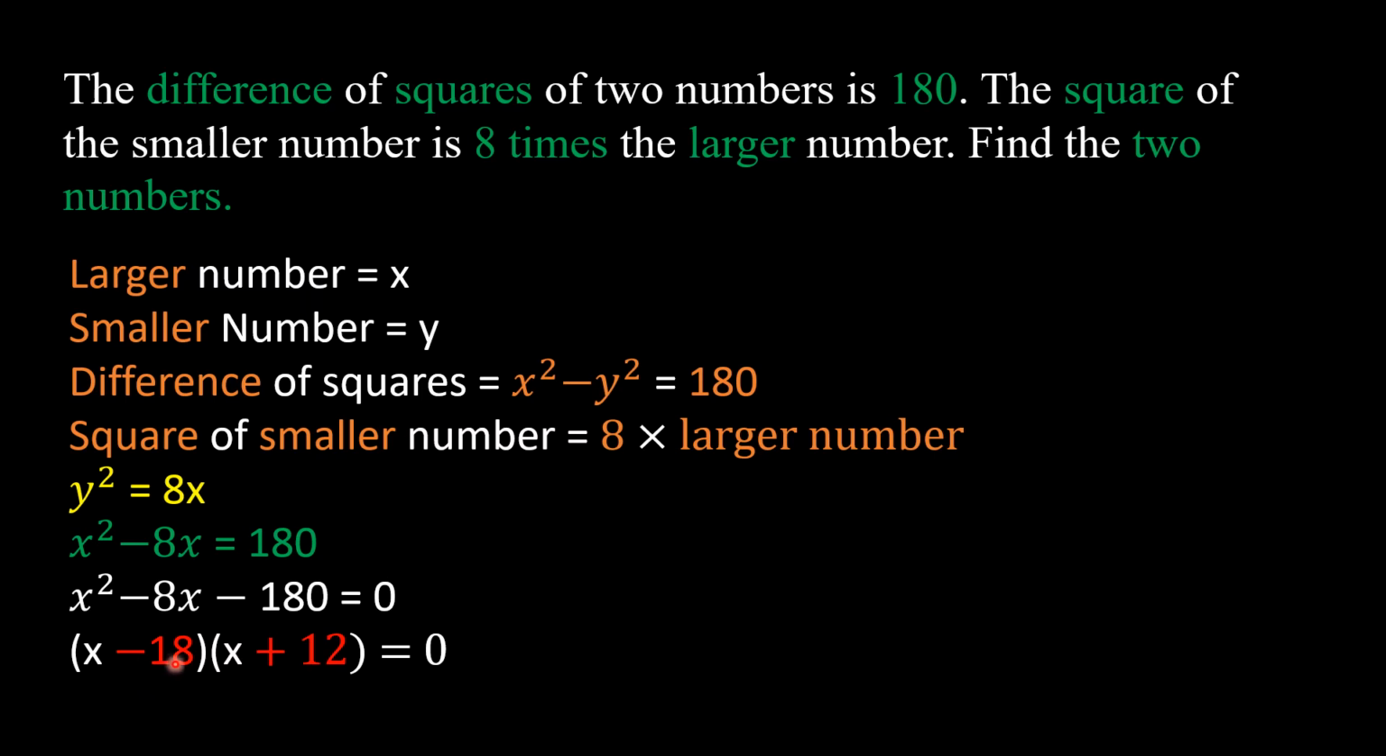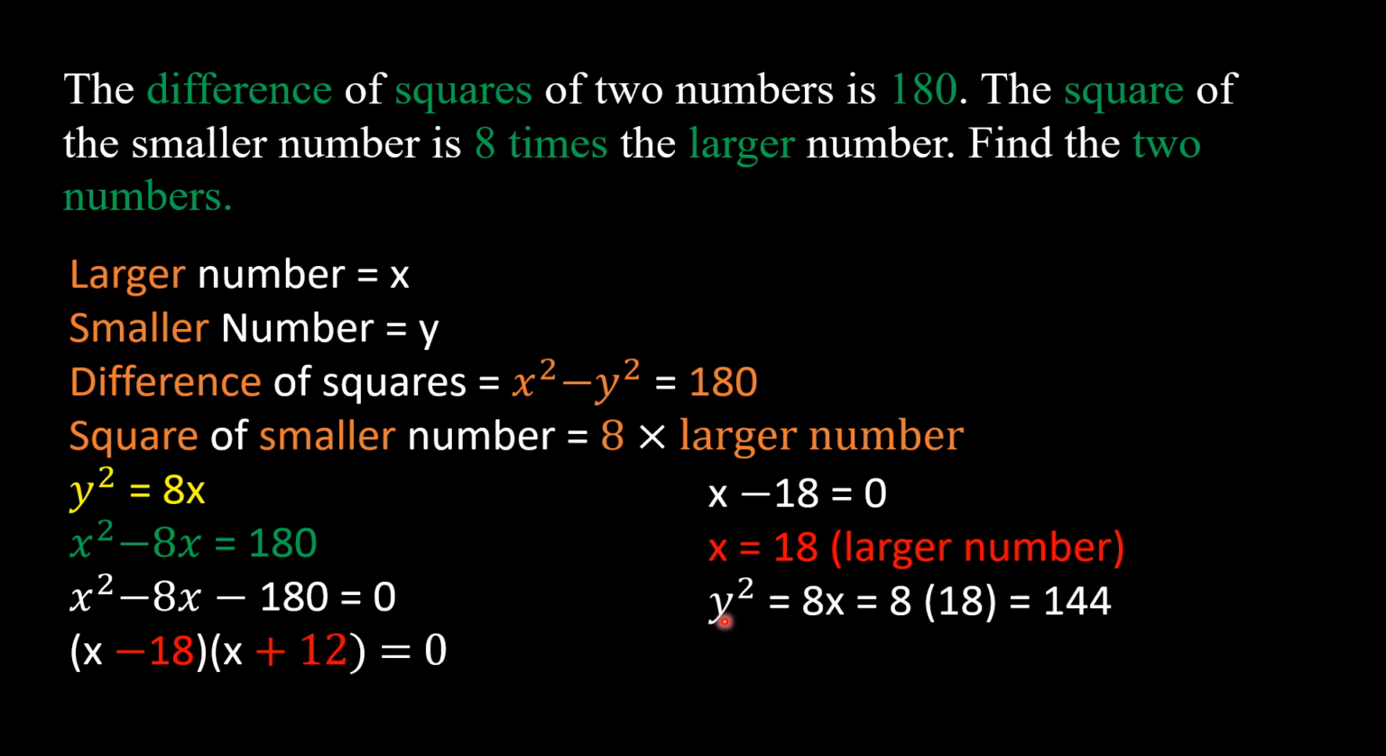So minus 18 and plus 12 are two such factors, because minus 18 plus 12 is minus 8 and minus 18 multiplied by 12 is minus 180. X minus 18 equals 0 gives us x equals 18, which will be our larger number, that is this one.